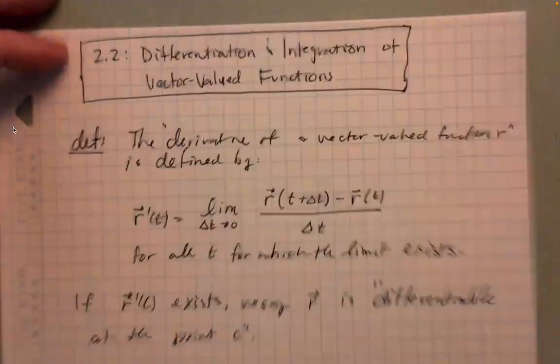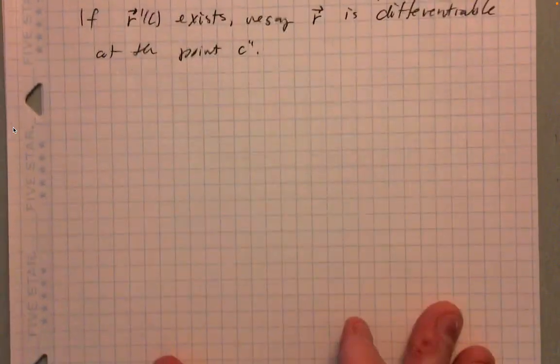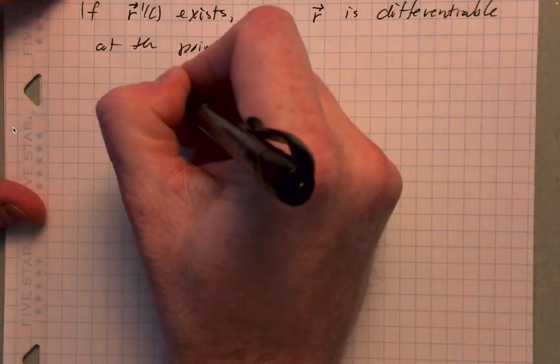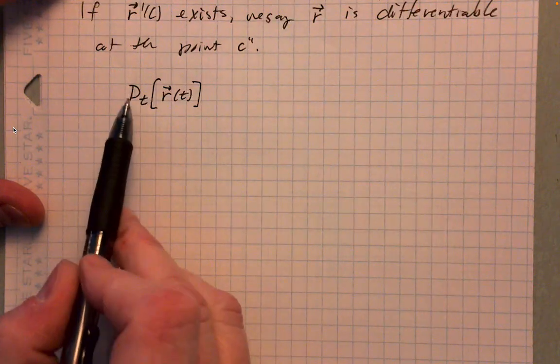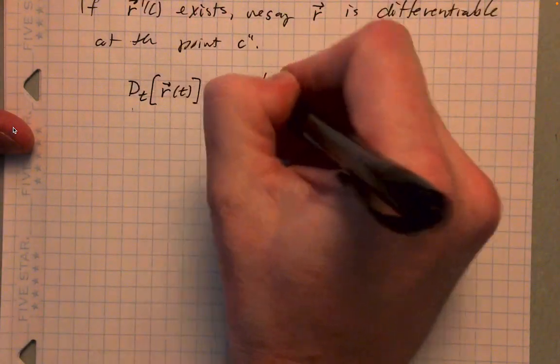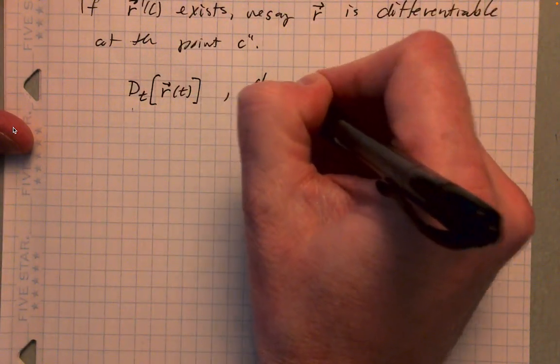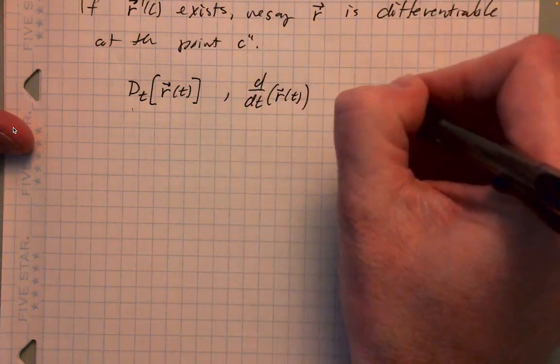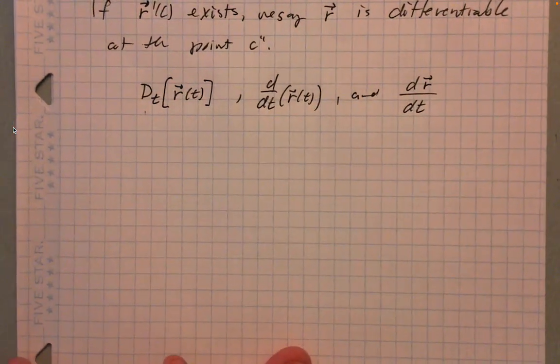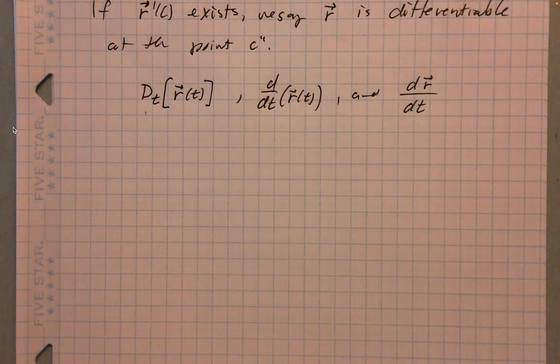Okay, now similar to the real valued functions, there are a number of ways to notate this. One of the ways that becomes more common with vector valued functions is using this notation, a big D with a little t subscript. But you also have the familiar d dt of R of t, and then also the also familiar dr dt. Okay, so those three notations are common. They all happen a lot, actually. With differentiation, the notation can vary quite a bit depending on who's doing it and the circumstances.